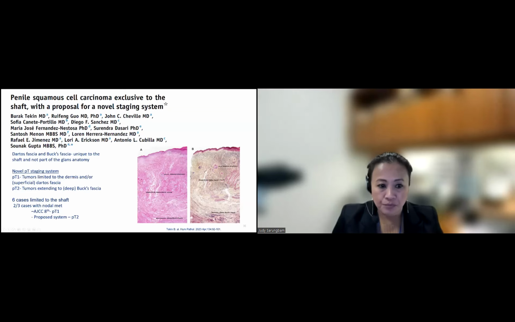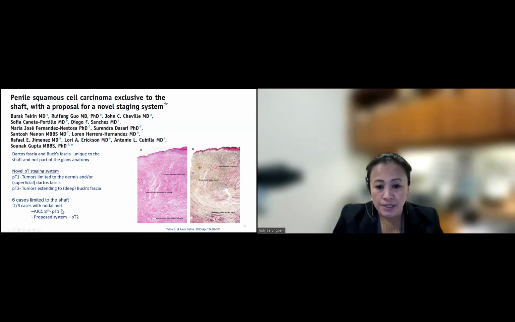They proposed that pT1 be tumor limited to the dermis or superficial dartos fascia, which is limited to here, while pT2 would be tumors extending into the dartos and buck fascia. They left pT3 and pT4 the same.